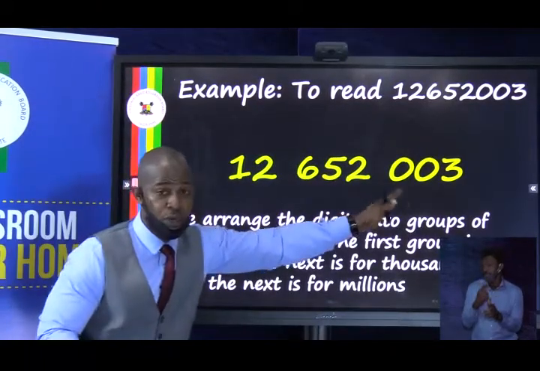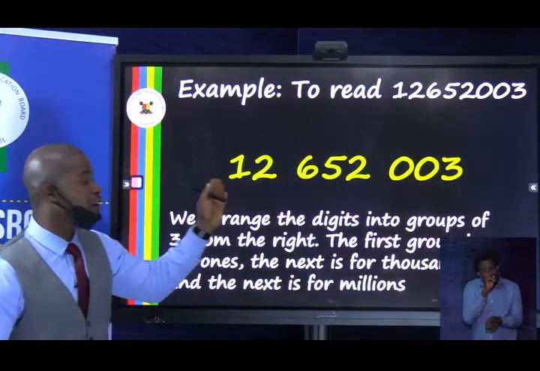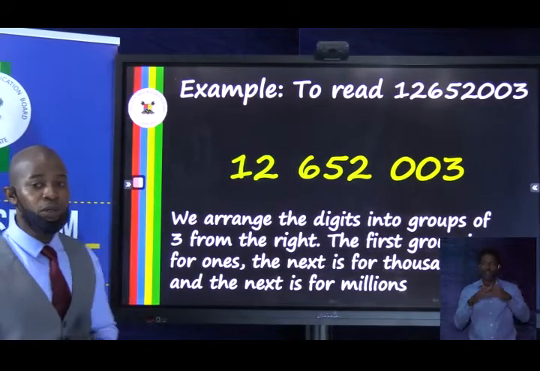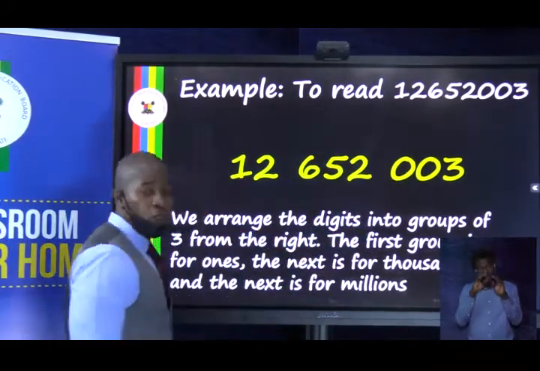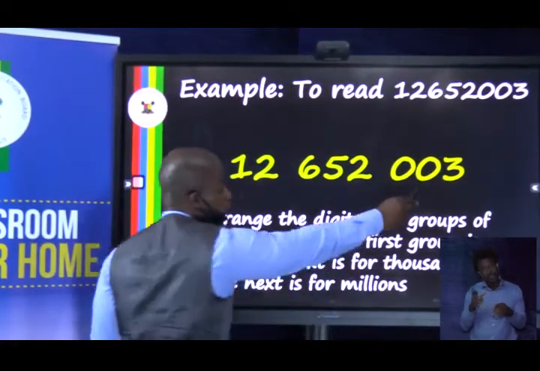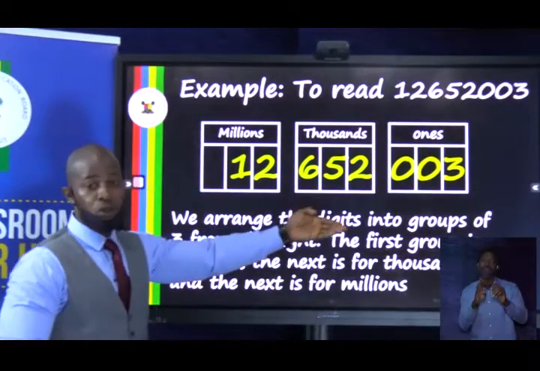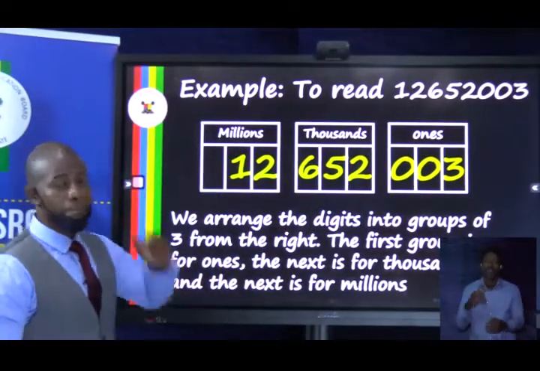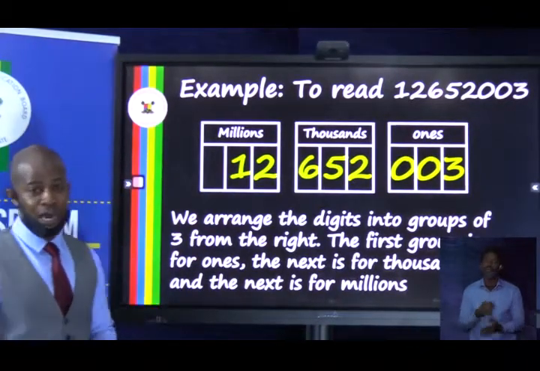So 003, that's the first 3 digits from the right. I put a little space, 652, I put a little space, and I have just 2 digits left, and I build houses. So what house do I put here? Is it 1,000 or million or ones? Of course, to the right, I must begin with ones, and then the next one will be thousands, followed by millions. So this is also very easy to read as a number.